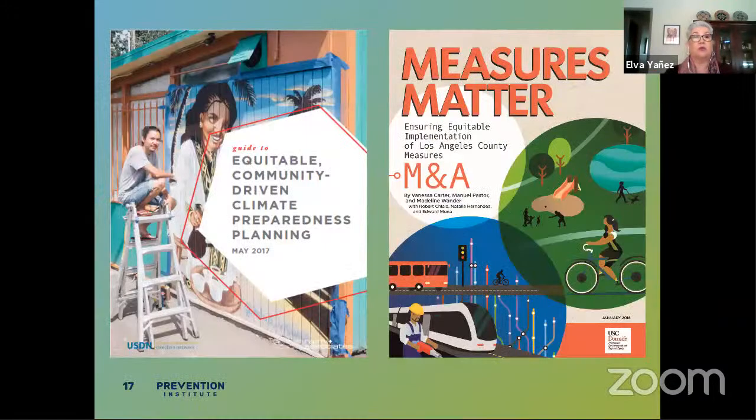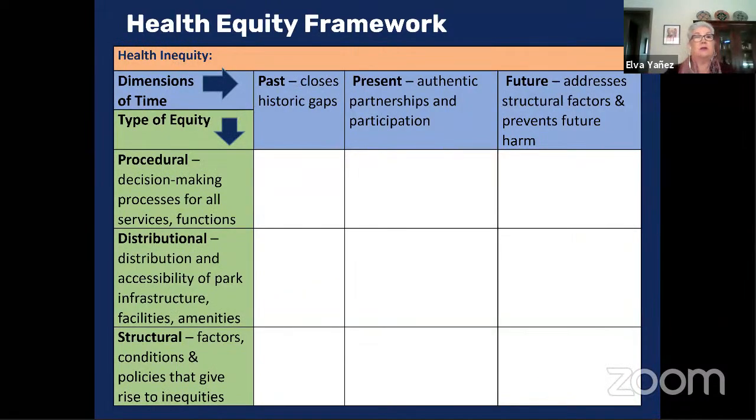In our policy brief, we apply the health equity framework to park inequities. This framework was informed and inspired by the work of USC's Equity Research Center and the Urban Sustainability Directors Network. It's organized around 3 core equity objectives and 3 domains of time. Our health equity framework helps advocates and practitioners operationalize equity. And that's the key to achieving equity. You have to intentionally operationalize it.